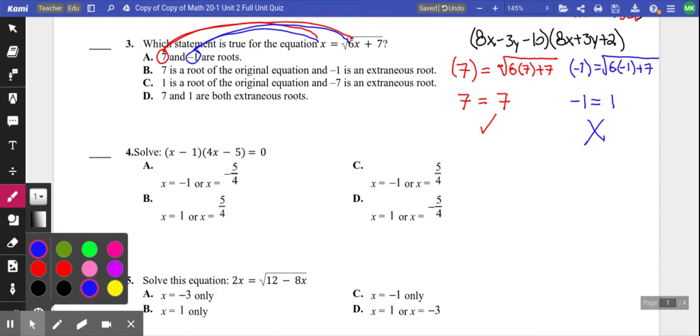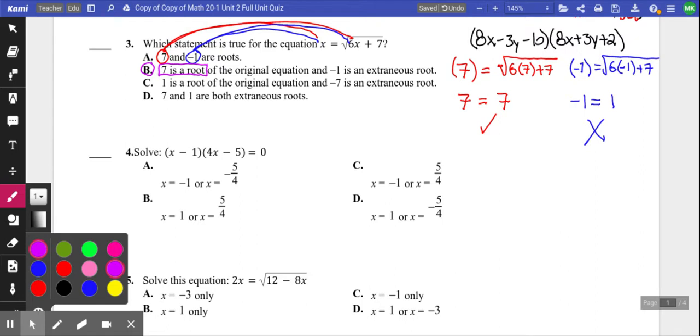So the answer to this question would be B. 7 is a root. It worked out. And -1 is not a root. It turns out it's an extraneous root. Really, I can get my answer because I know 7 is a root. It is a solution, and none of the other answers suggest that. So that's how I know B is right.